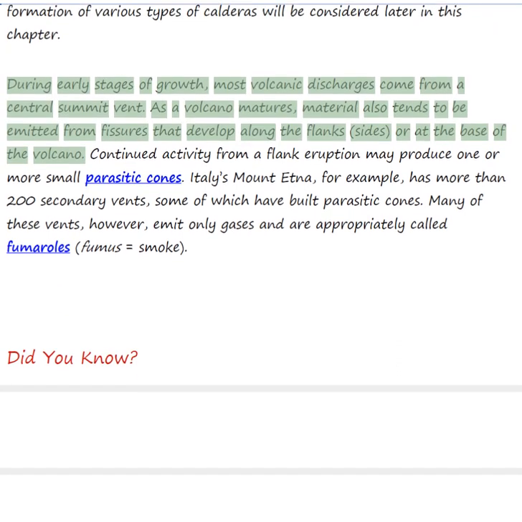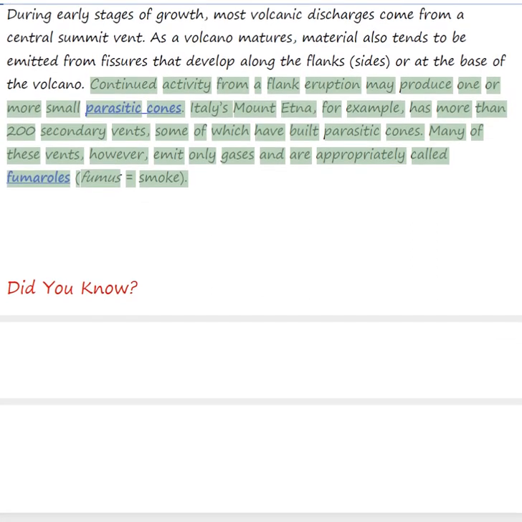During early stages of growth, most volcanic discharges come from a central summit vent. As a volcano matures, material also tends to be emitted from fissures that develop along the flanks or at the base of the volcano. Continued activity from a flank eruption may produce one or more small parasitic cones. Italy's Mount Etna, for example, has more than 200 secondary vents, some of which have built parasitic cones. Many of these vents, however, emit only gases and are appropriately called fumaroles.